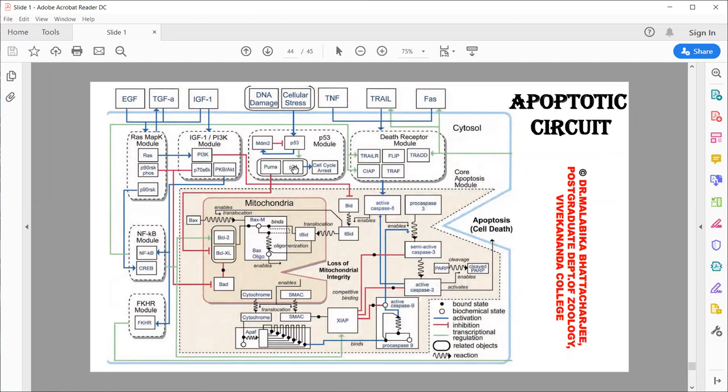So this is a p53 module. This is the death receptor module, so the death receptors involved. p53 itself and its group of partner proteins. This is a signaling module. PI3 kinase, that is a signaling cascade involved. RAS-MAP kinase, this is also a signaling cascade.